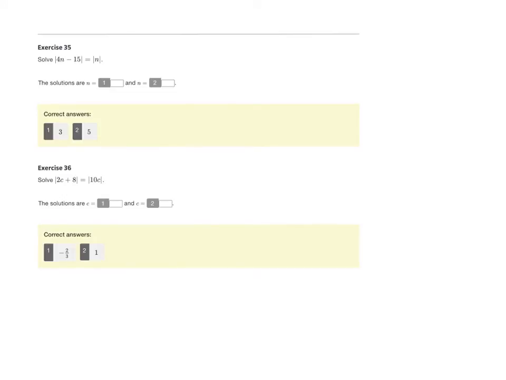Question number 1, I've got the absolute value of 4n minus 15 is equal to the absolute value of n. So my two equations are going to be 4n minus 15 is equal to positive n, and 4n minus 15 is equal to the opposite of n, which is negative n.